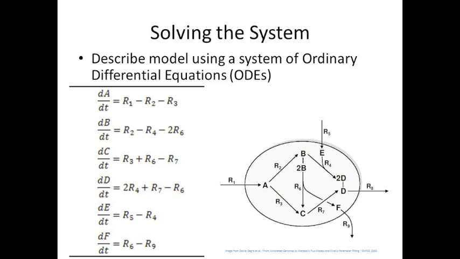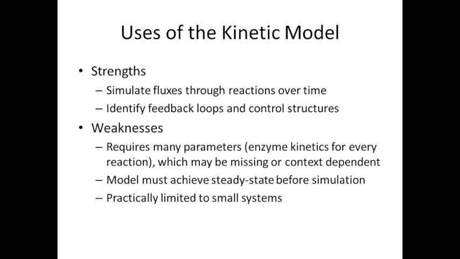We can then use any ordinary differential equation solver, such as MATLAB or COPASI or the SBML ODE solver. And we can actually calculate the metabolite concentrations at any time in the system. So this is very useful to be able to calculate these fluxes. It allows us to understand how concentrations change over time, whether they go up or down, if metabolites pool in a certain area or if they drain out. It also lets us see feedback loops or other control structures that might occur in this metabolic network.